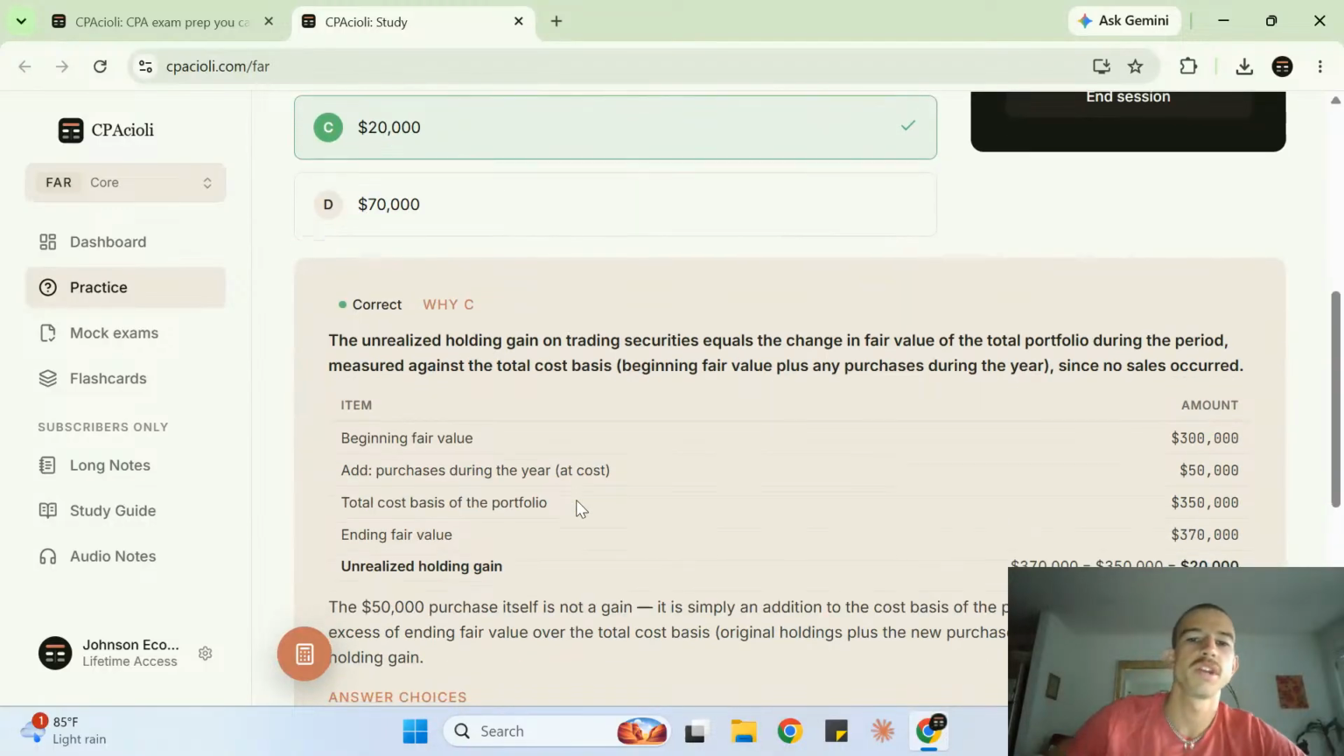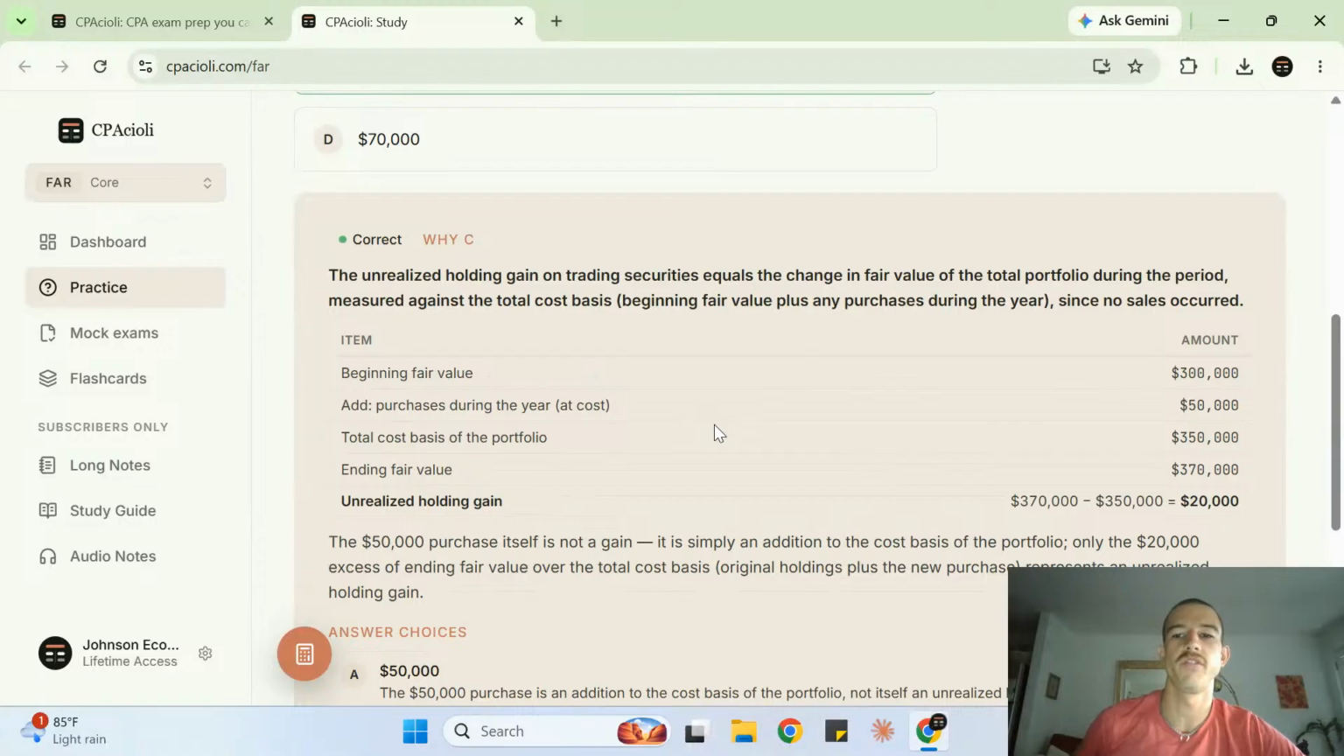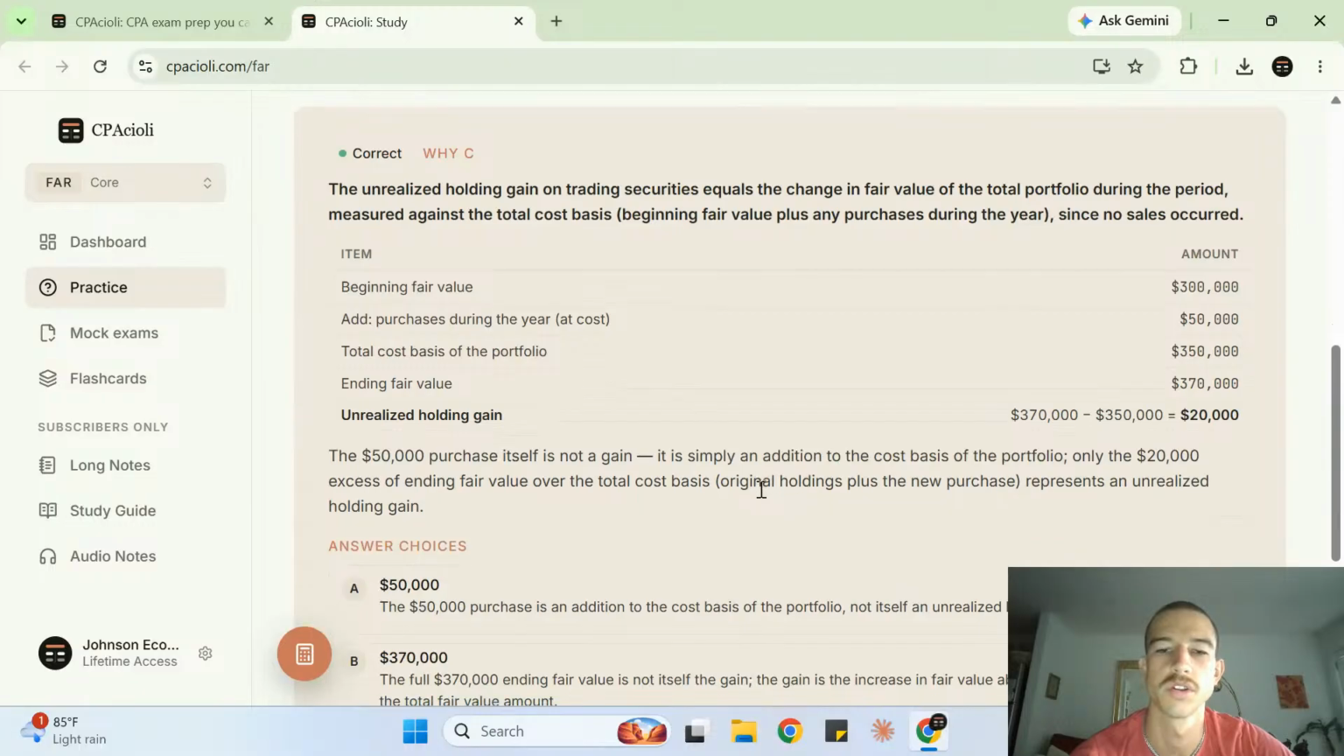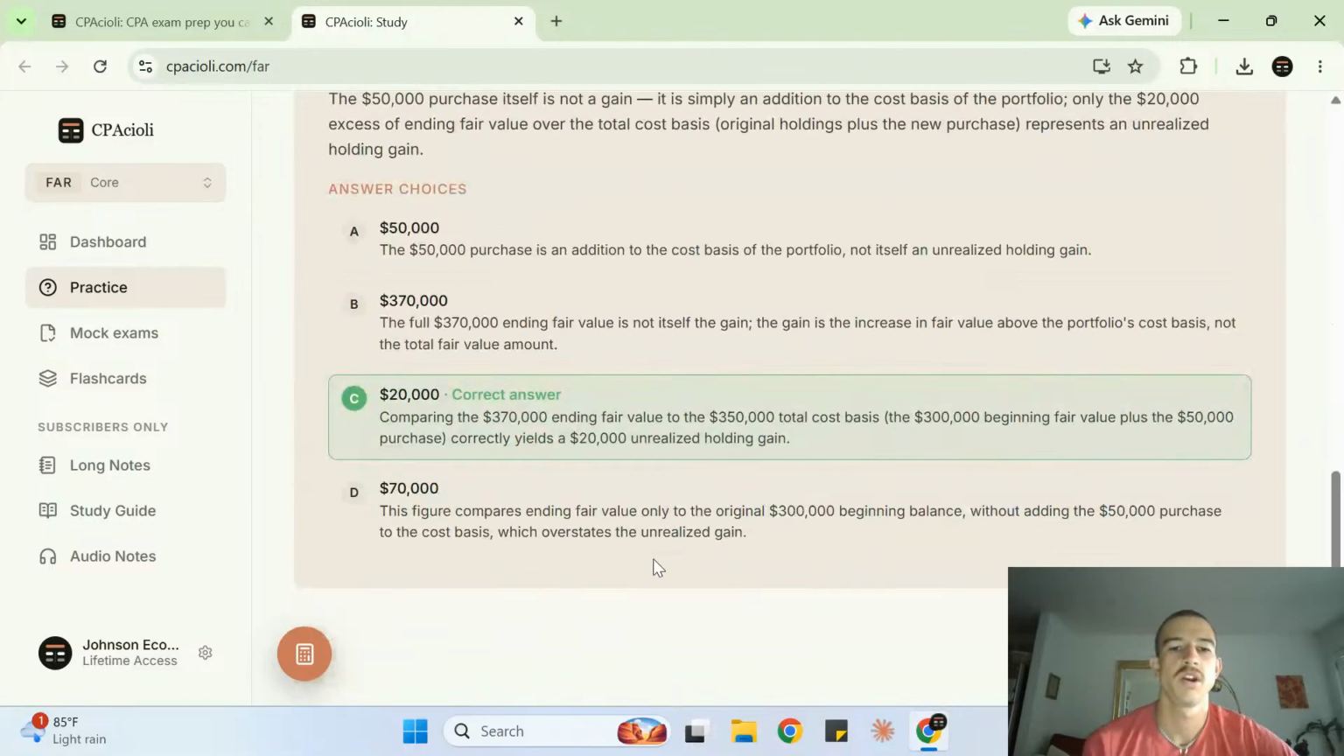The unrealized holding gain on trading securities equals the change in fair value of the total portfolio during the period measured against the total cost basis, since no sales occurred. Comparing the 370,000 ending fair value to the 350,000 total cost basis correctly yields a 20,000 unrealized holding gain. And since it's a trading security, it's reported in net income.